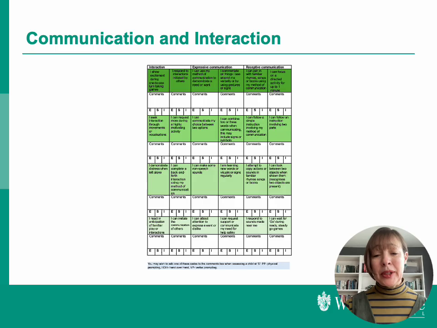But an example is at the bottom level of communication and interaction, one of the I can statements is, I can imitate the communication of others, whereas one of the top I can statements is, I can commentate on what I see around me, verbally or using gestures or signs. So you can see that they are accumulating developmentally as you go up the assessment tool.